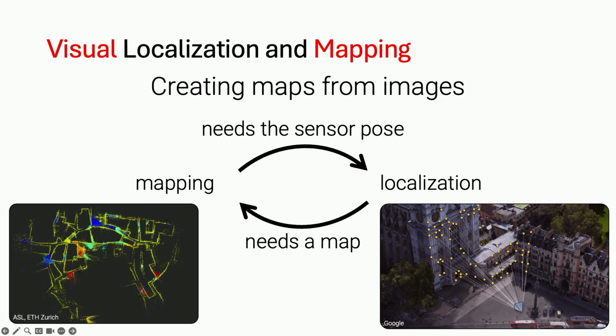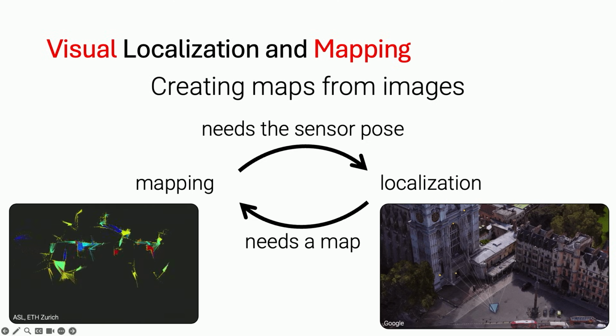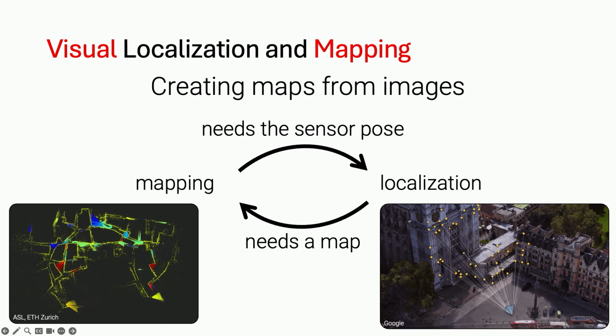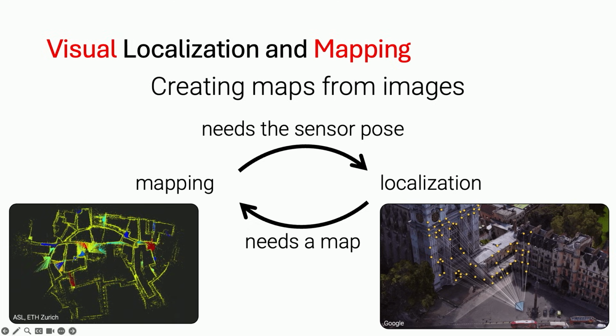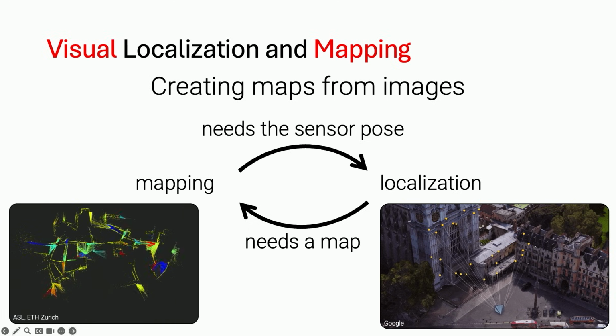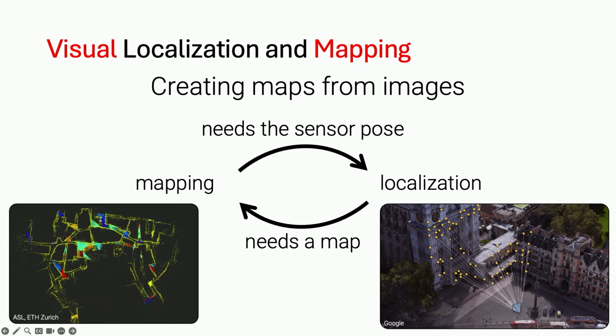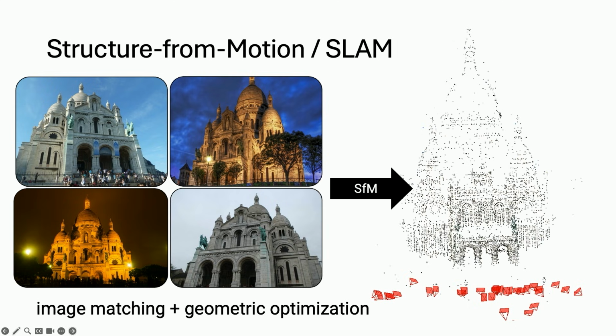Of course, when we talk about localization, we also need to mention mapping. Visual mapping refers to building such maps from images, and this process requires knowing precisely where the images were taken. So essentially, mapping and localization are highly interdependent problems, they benefit each other, and they are coupled a lot. That's also the reason why SLAM is termed simultaneous localization and mapping.